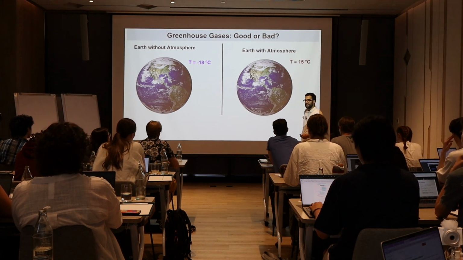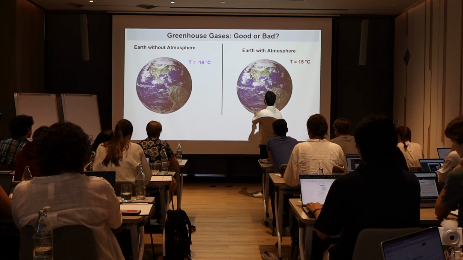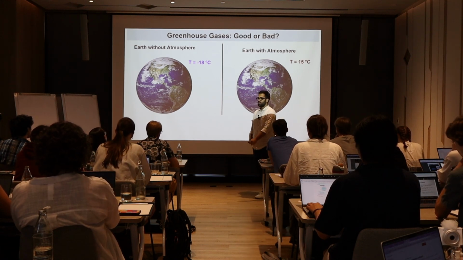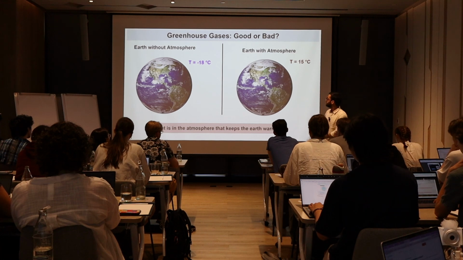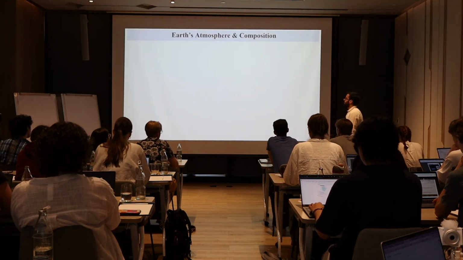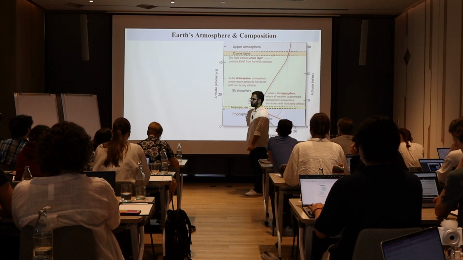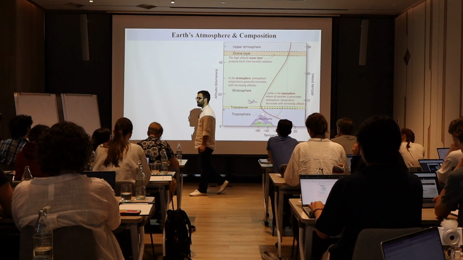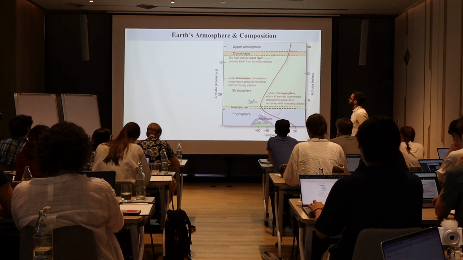That is when we have the atmosphere. What is that something in the atmosphere that raises the temperature from this to this? Greenhouse gases. Okay. So let us first see the structure of our atmosphere before we go into more details of the composition of the atmosphere. So this is the vertical structure of our atmosphere.